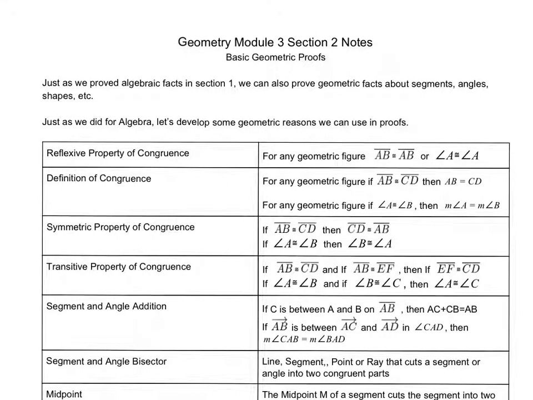In section 2, we're going to start taking a look at some basic geometric proofs. And just as we proved algebraic facts in section 1, we can also prove geometric facts about segments, angles, shapes, and a lot of other different things. And there are some geometric reasons we can use in proofs along with those algebraic ones we discussed in section 1.